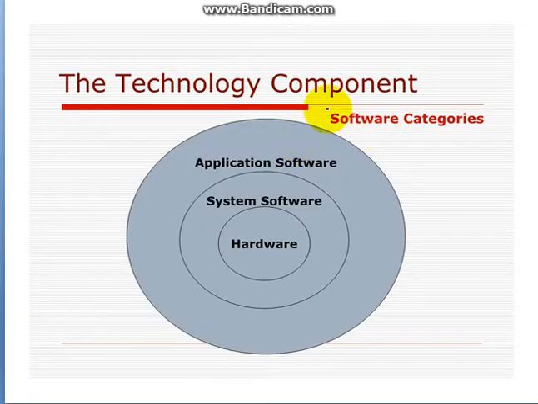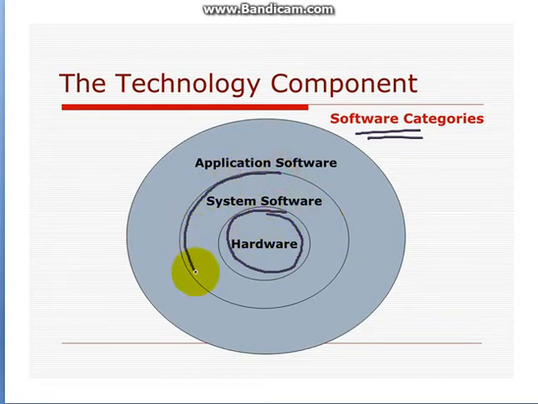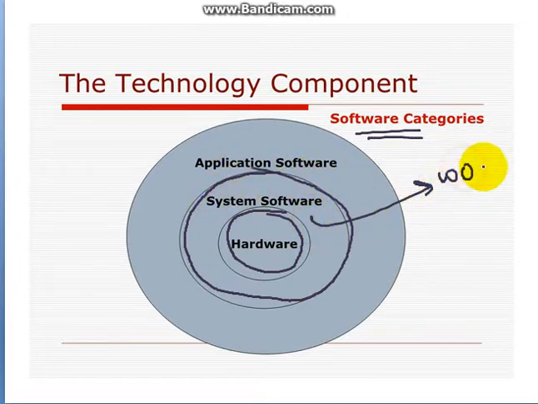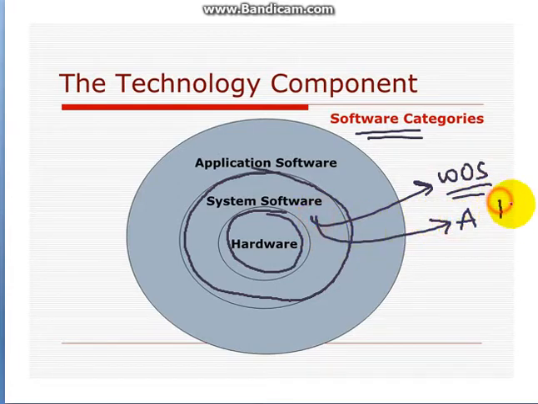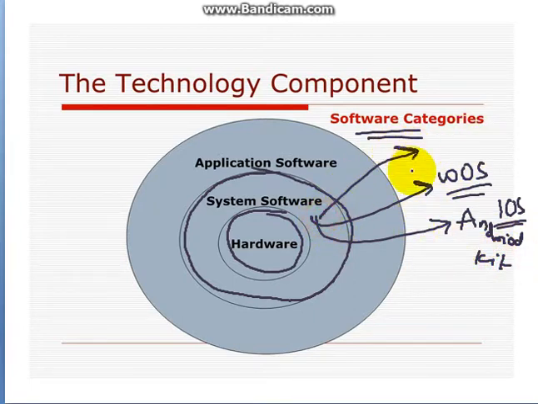Let us take the three layers of the technology component as far as the software category is concerned. First there is the hardware. The hardware is controlled by system software. System software is, for example, the Windows operating system. For mobiles you have Android, and iOS, which we call the iPhone operating system, or Android versions like KitKat and all that. These are operating systems. There are other operating systems like Linux as well.